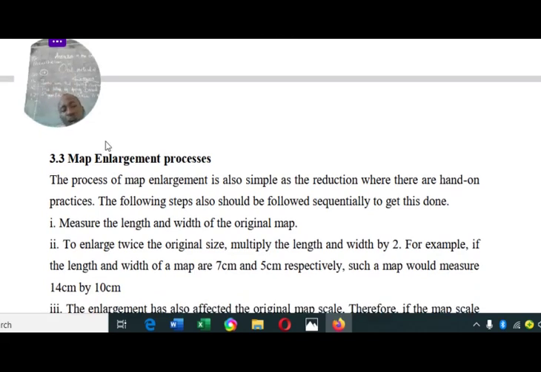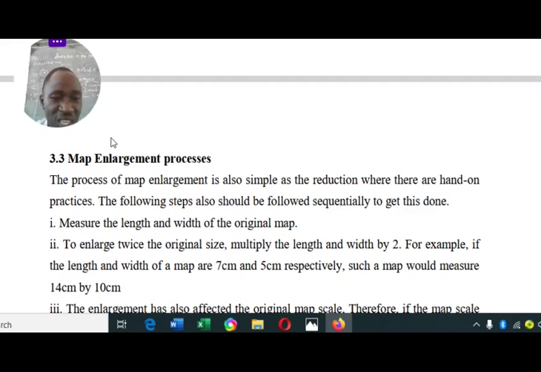Now we go on to look at what we call map enlargement. Map enlargement refers to the process of enlarging a map, and it is also as simple as the reduction, where we used our hands-on practice. It is simply the same. The steps to follow here are going to be simple.